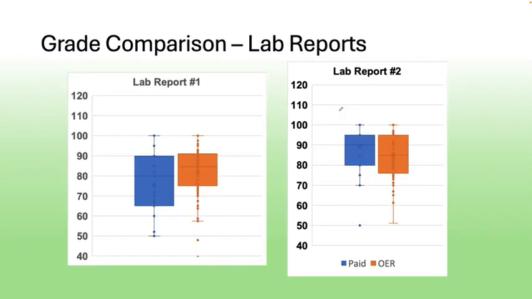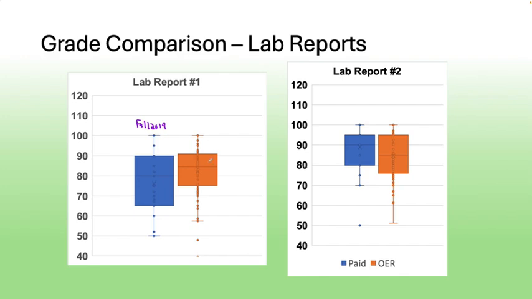So next we compared the grades. We have 2 lab reports in this lab course. The blue here is using the paid lab manual version, and these grades were from fall 2019 across 4 Bio 2 lab sections, so BS 2411 sections. And the orange is from the fall 2023 and spring 2024 semesters.